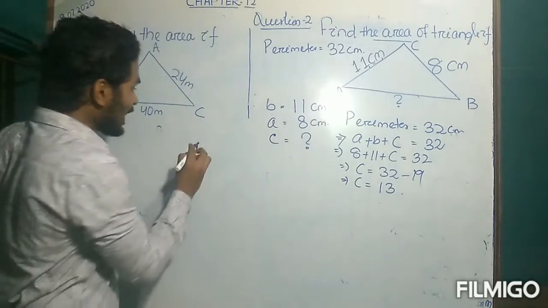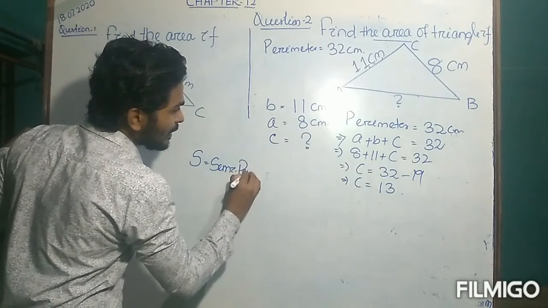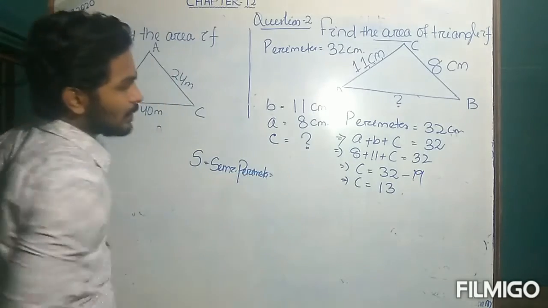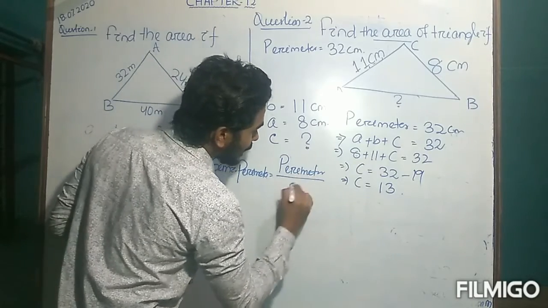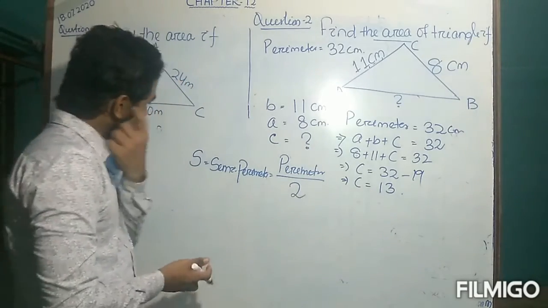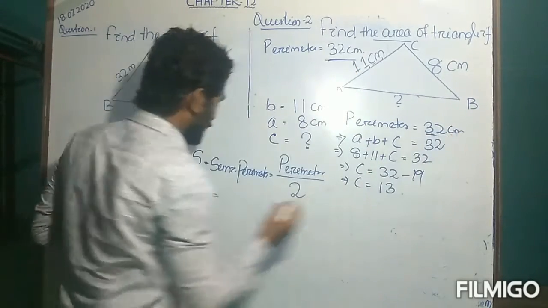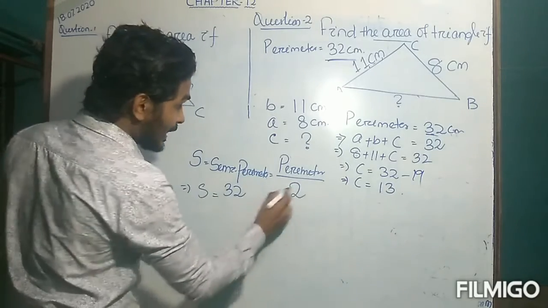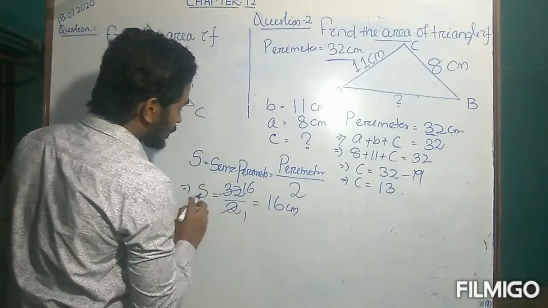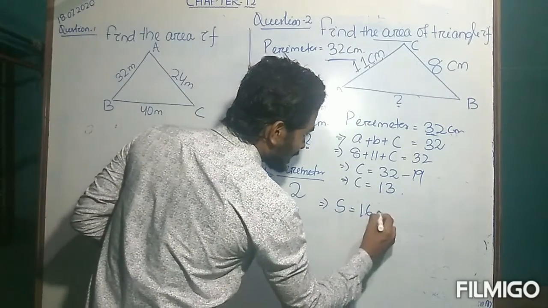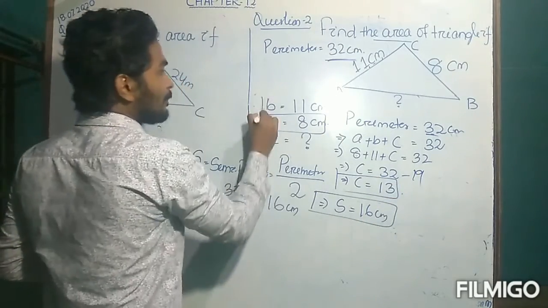It is completed. Now next find what is S. S means semi-perimeter. What is the formula of semi-perimeter? The formula of semi-perimeter is perimeter divided by 2. So S is equal to perimeter, how much? Here it is given, that is 32 divided by 2. 2 sixes are 12, 16 centimeter. So we get S is equal to 16 centimeter. S is found out. C is found out. A is given. B is given.